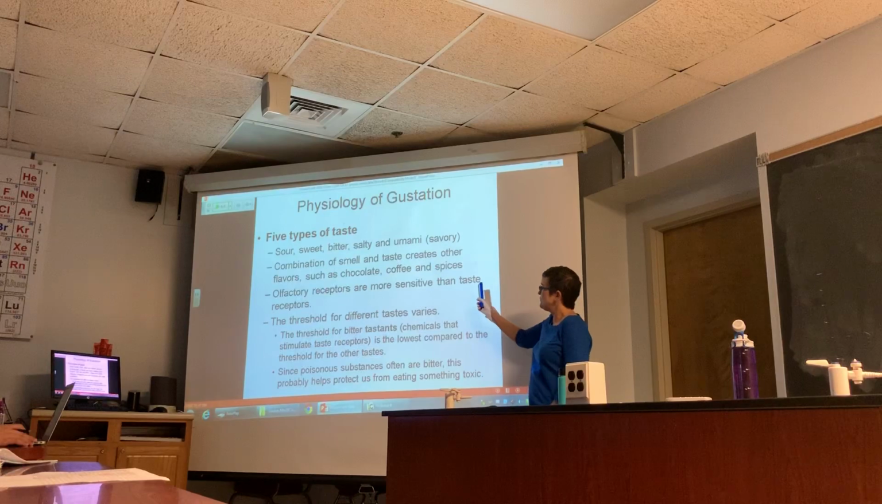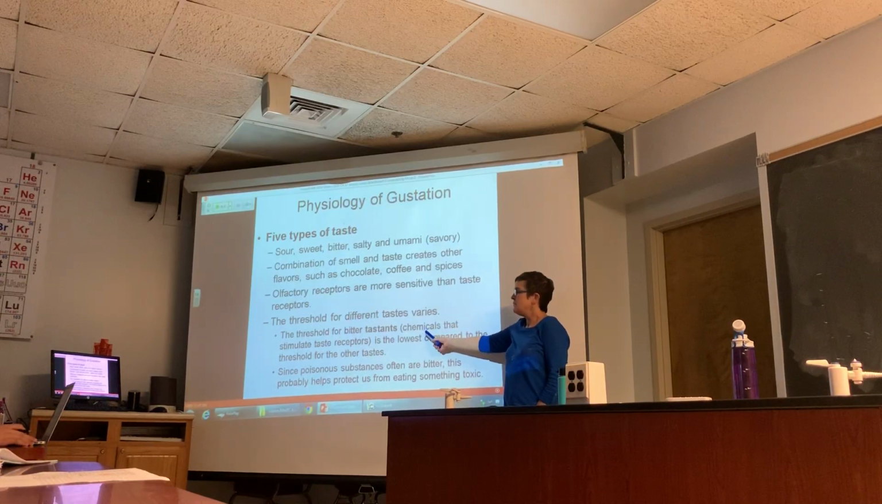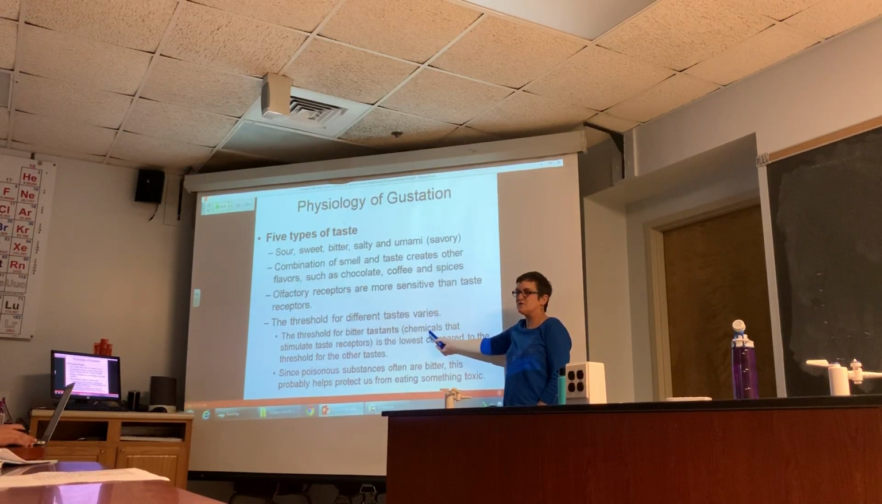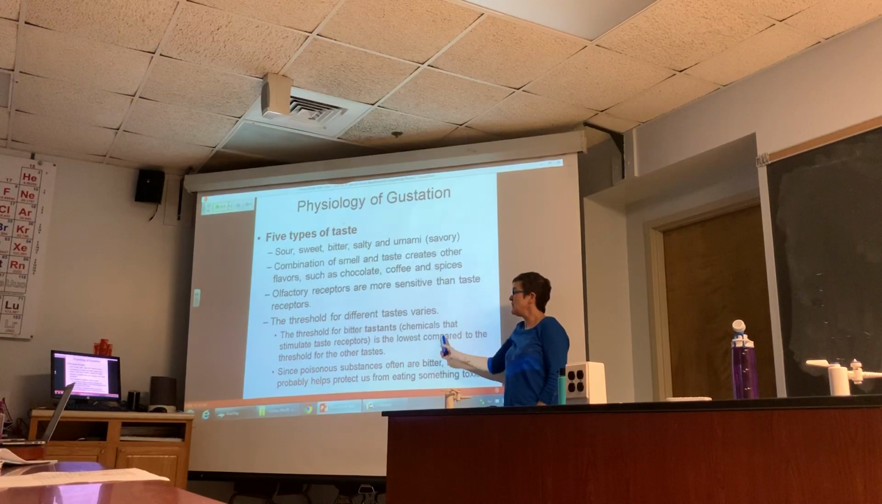Now, the threshold for taste varies. Bitter tastants or chemicals, tastants are the chemicals that stimulate a taste. Bitter ones have the lowest threshold of stimulation, and this is probably a protective mechanism because many toxins, especially plant toxins, are bitter, and this protects you from eating something poisonous.